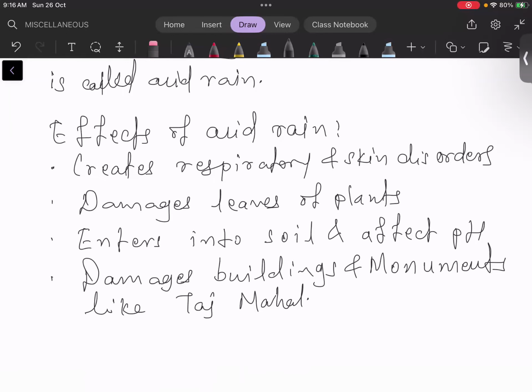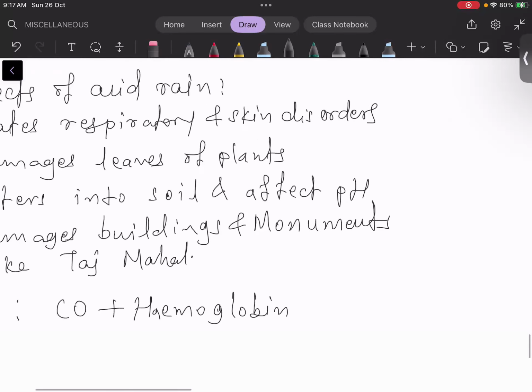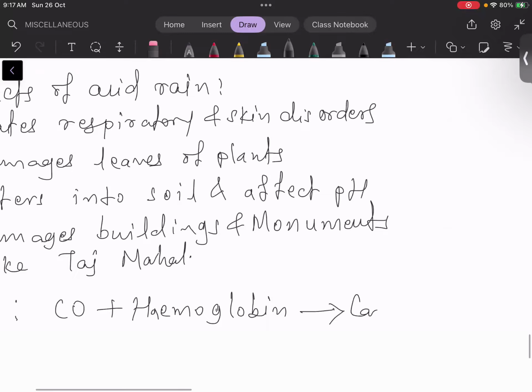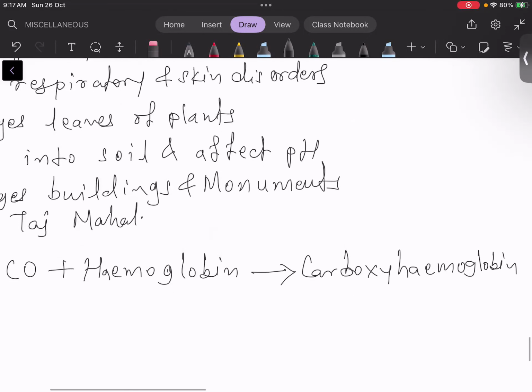Then effects of carbon monoxide, that is, you can say CO. Carbon monoxide combines with hemoglobin and forms carboxyhemoglobin instead of oxyhemoglobin, and thus it damages the environment. It causes giddiness, headache, etc.